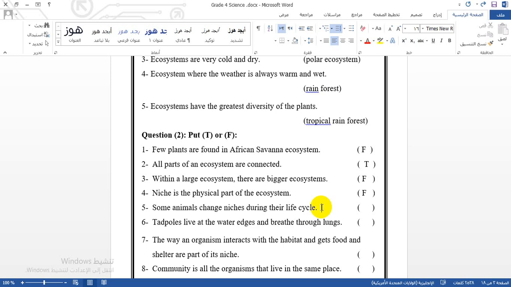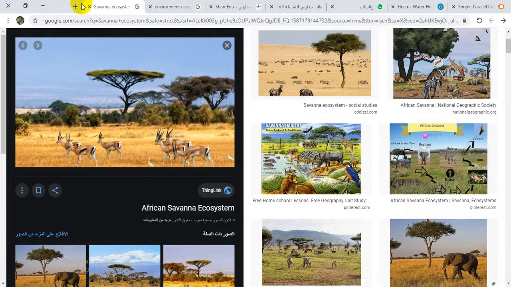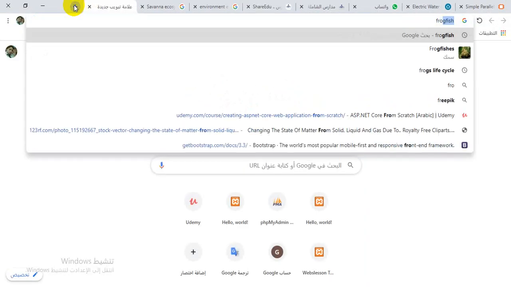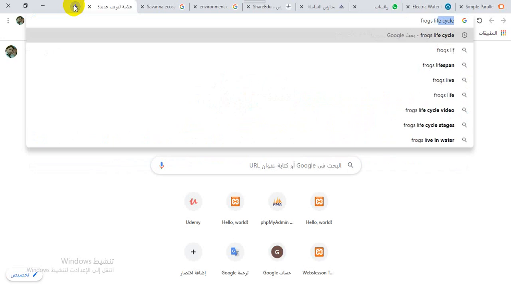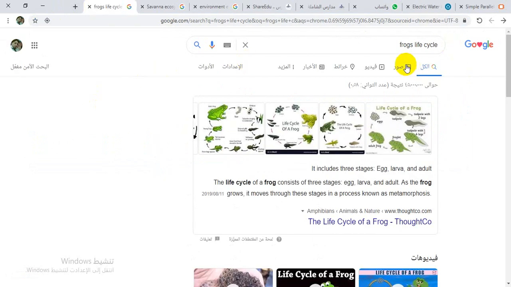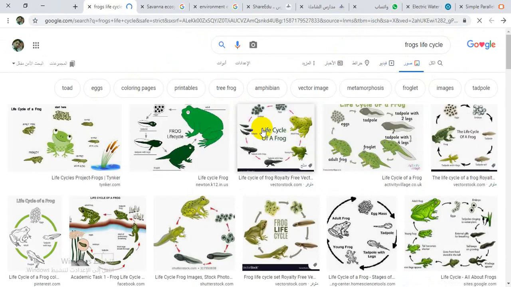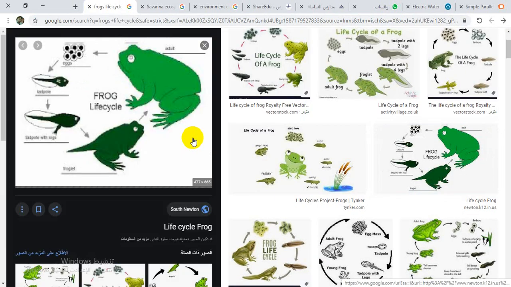They are changing their behavioral interactions and starting to eat something different. Like what exactly? Like the insects. Okay, guys, so for that reason, if I want to give you an example, let's see here. Okay, the frog's life cycle. So this is the frog's life cycle.